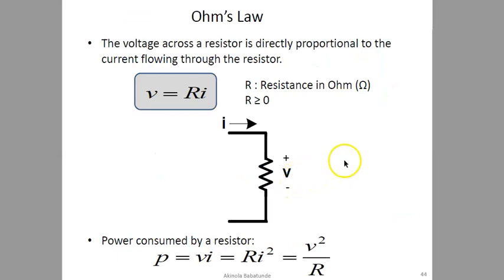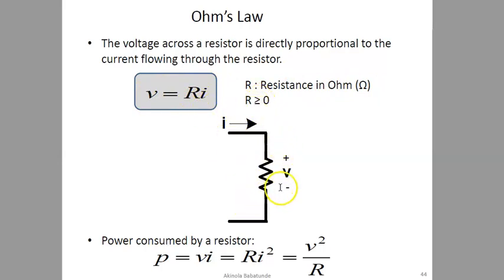Now let's briefly talk about Ohm's law. What is Ohm's law? Ohm's law states that the voltage across a resistor is directly proportional to the current flowing through the resistor. We can say V, our voltage, is equal to Ri. V is voltage, R is the resistance, and I is the current. The resistance is usually measured in ohms, voltage is measured in volts, and I is measured in amperes. R is always greater than or equal to 0.